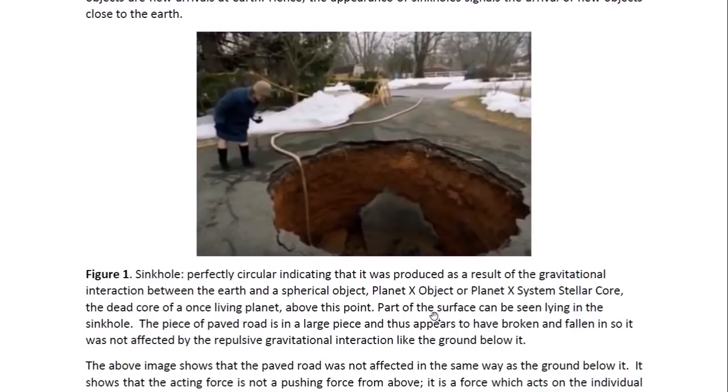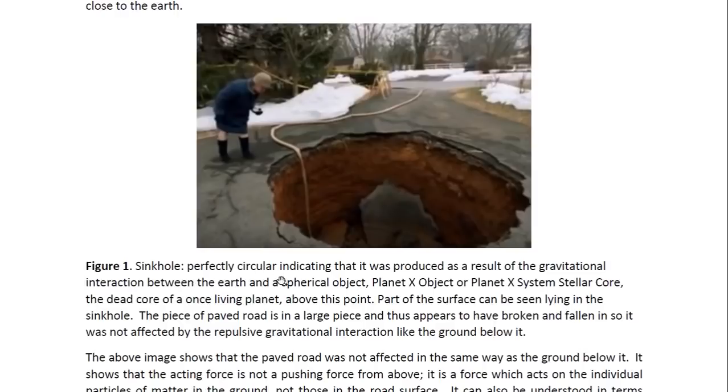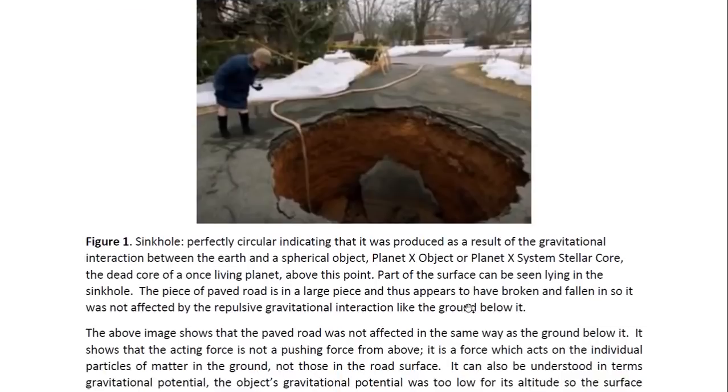And here you see a sinkhole. It's perfectly circular, indicating that it was produced as a result of the gravitational interaction between the Earth and a spherical object, a Planet X object or Planet X system stellar core, the dead core of a once living planet above this point. Part of the surface can be seen lying in the sinkhole.